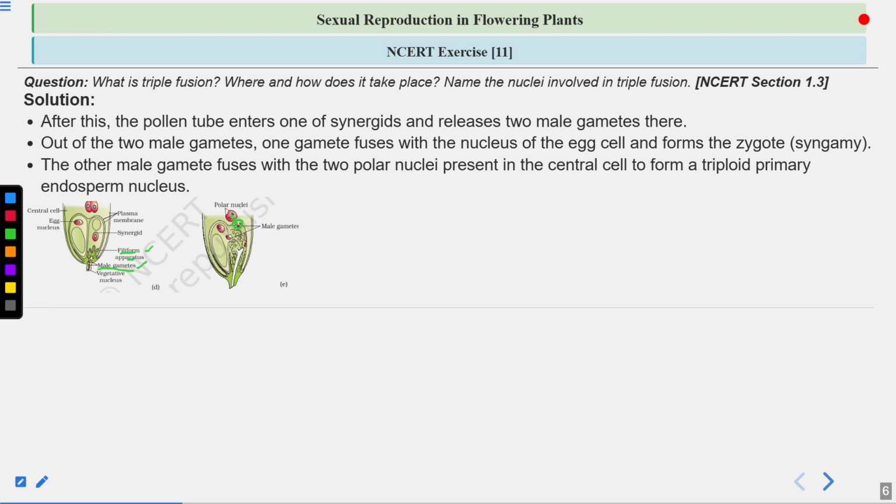Later on, these two polar nuclei fuse together, and this male nucleus also fuses with them. So a triploid nucleus is formed, and that is called the PEN, the primary endosperm nucleus. Clear? Now, endosperm. What is endosperm? This triploid primary endosperm nucleus divides and forms many nuclei, and later on the cell wall is laid and the total endosperm is formed.